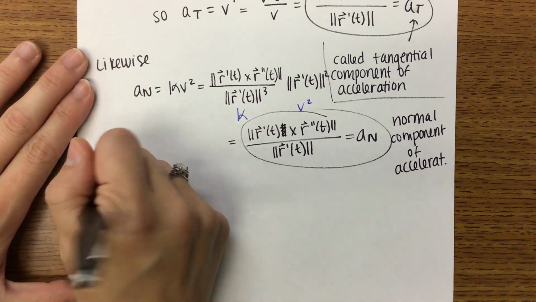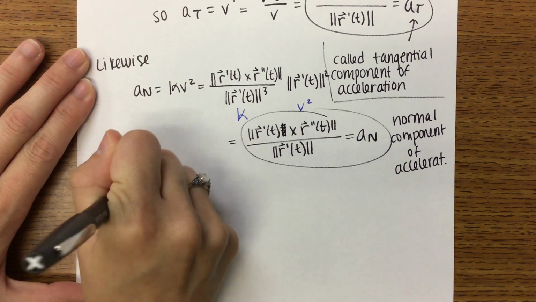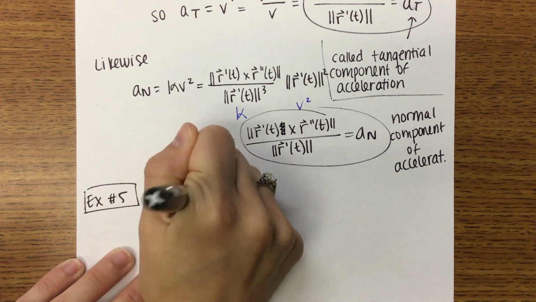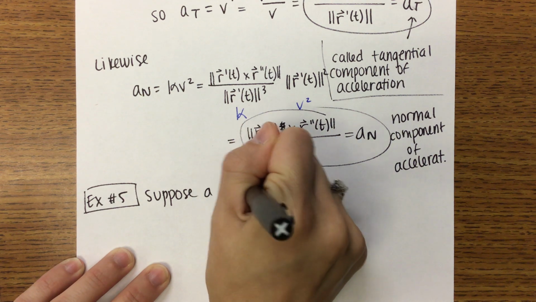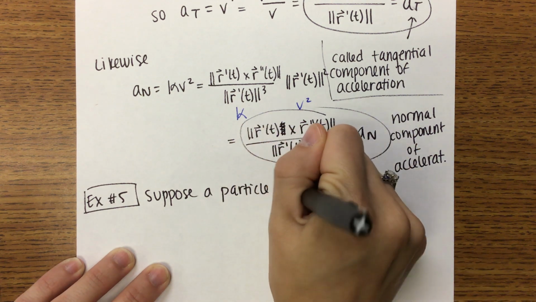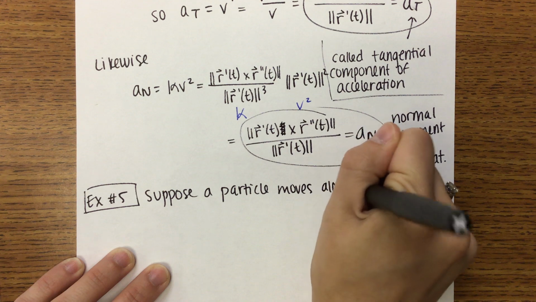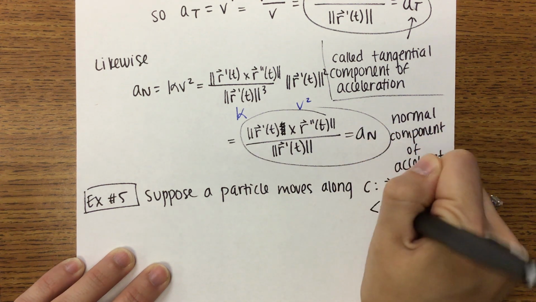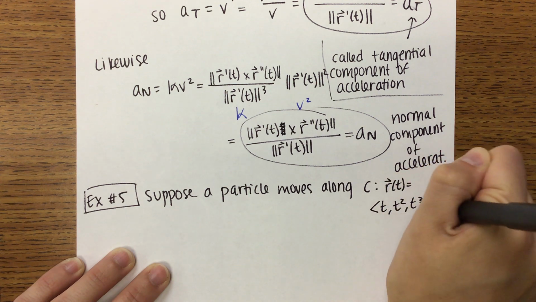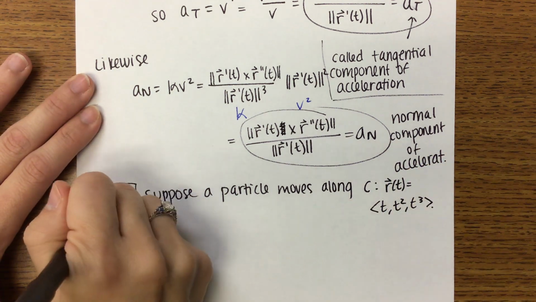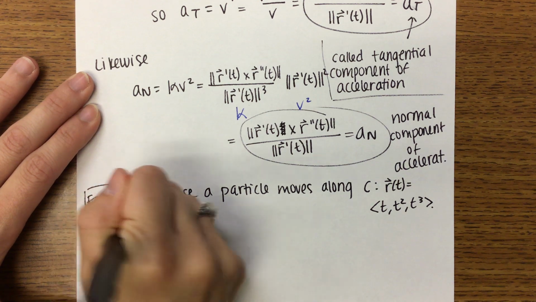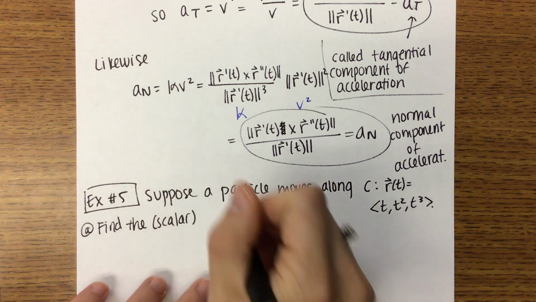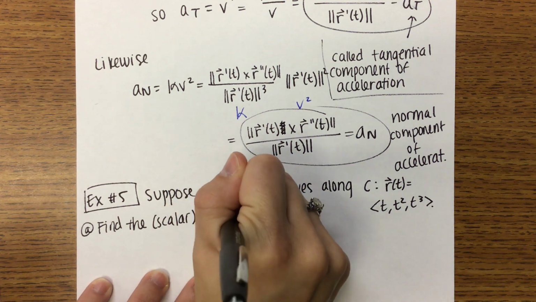So we're going to do an example. Suppose a particle moves along C, and C is the curve given by t squared, t cubed. Part A, I want us to find the scalar tangential and normal components of a.